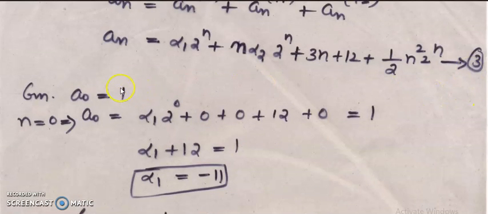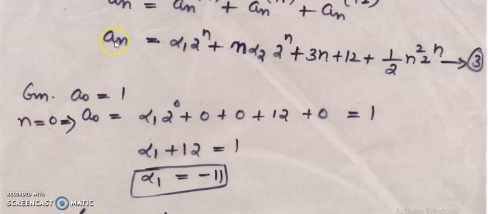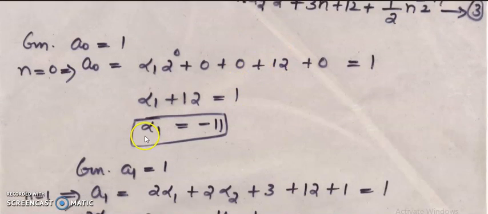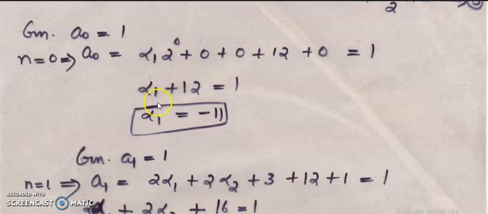Now we have two initial conditions. Given a0 is equal to 1, so n is 0. So you substitute n as 0, you get 2^0, here 2^0. This term will become 3 into 0 is 0. Here also when it is 0, 1 by 2 into 0 it is 0. This term will become 0; n is 0, 0 into any number is 0. So alpha 1 2^0 plus alpha 2 2^0 is 1, so you get alpha 1 is minus 11.